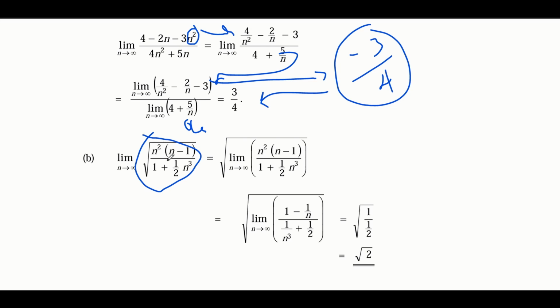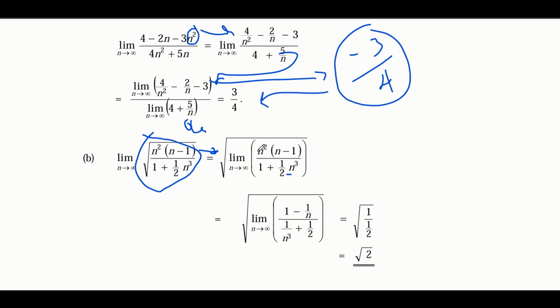Okay, so now when you are finding the limit of this expression in the root, it's equivalent to finding the limit of the expression with the root outside. This is also one of the properties. Now, you still have the same expression. Now you realize that the highest power of n is 3, so you divide numerator and denominator by what? n cubed.